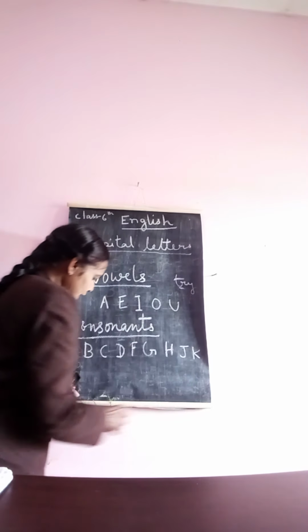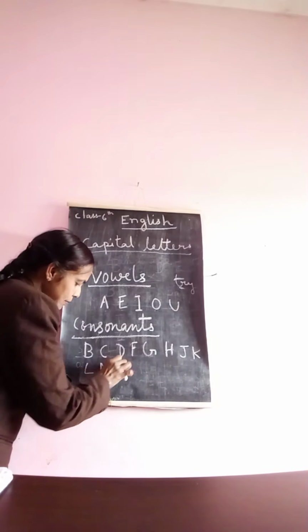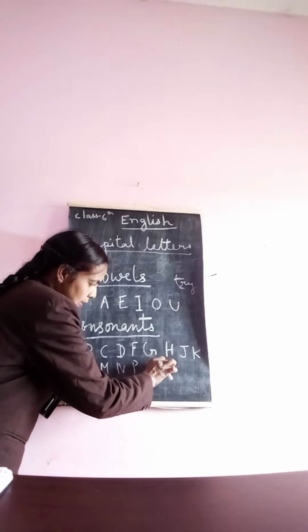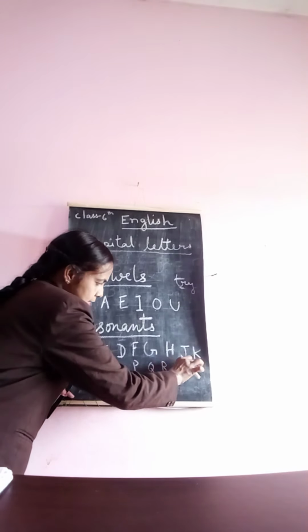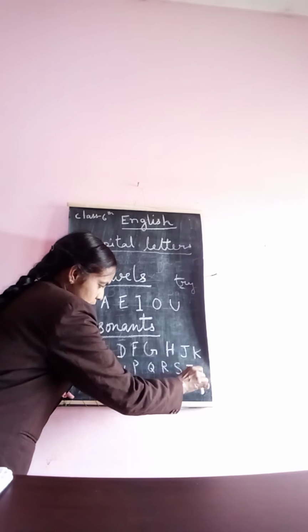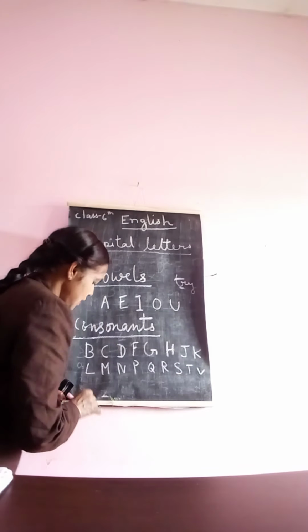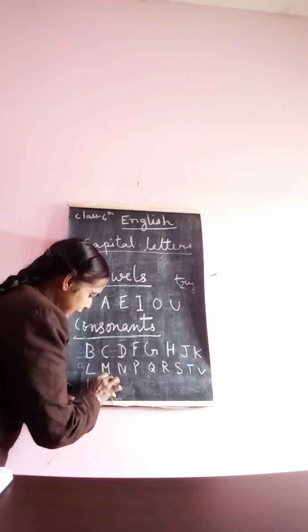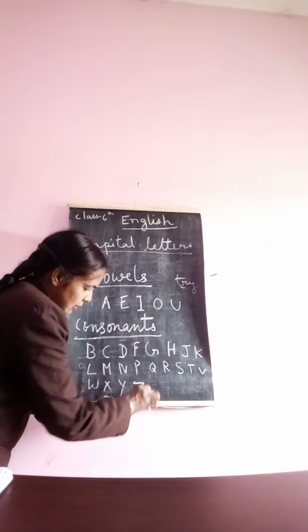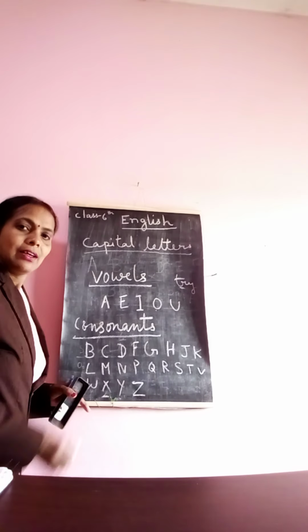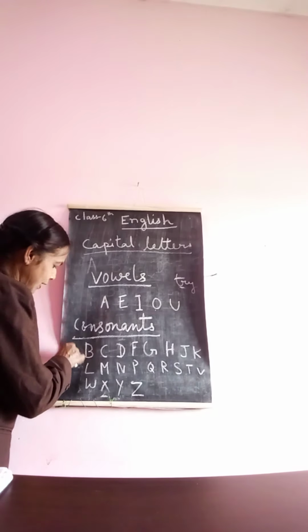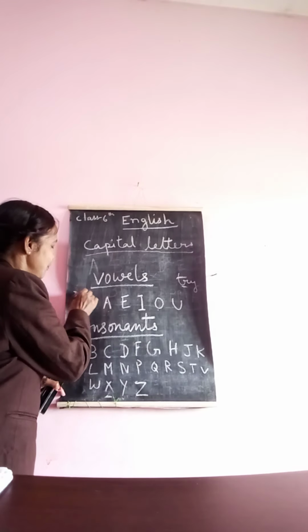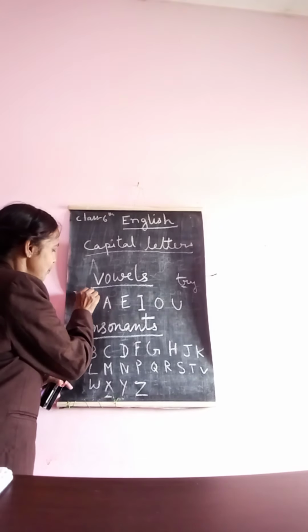J, K, L, M, N, P, Q, R, S, T, V, W, X, Y, Z. So how many consonants are there? 21. And how many vowels are there? It is 5. There are 5 vowels.